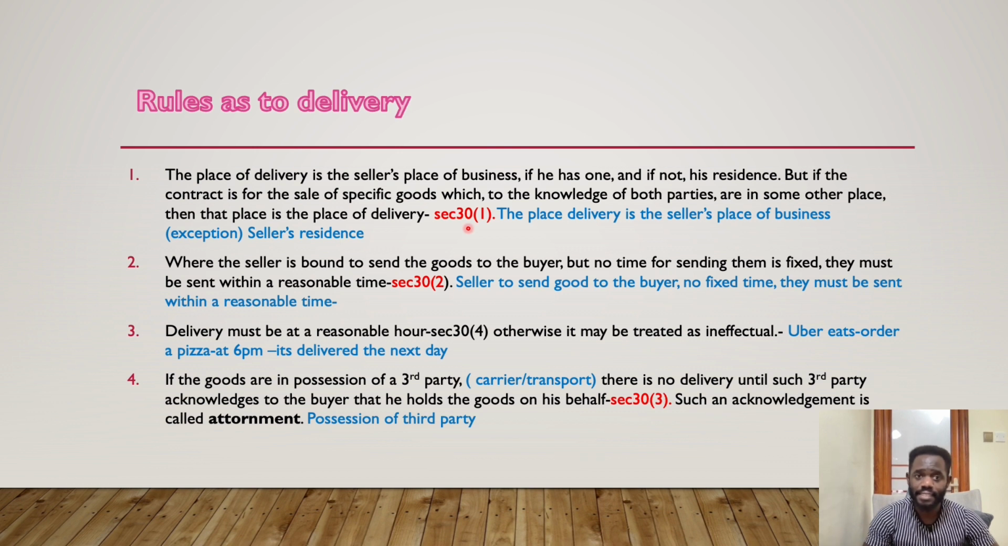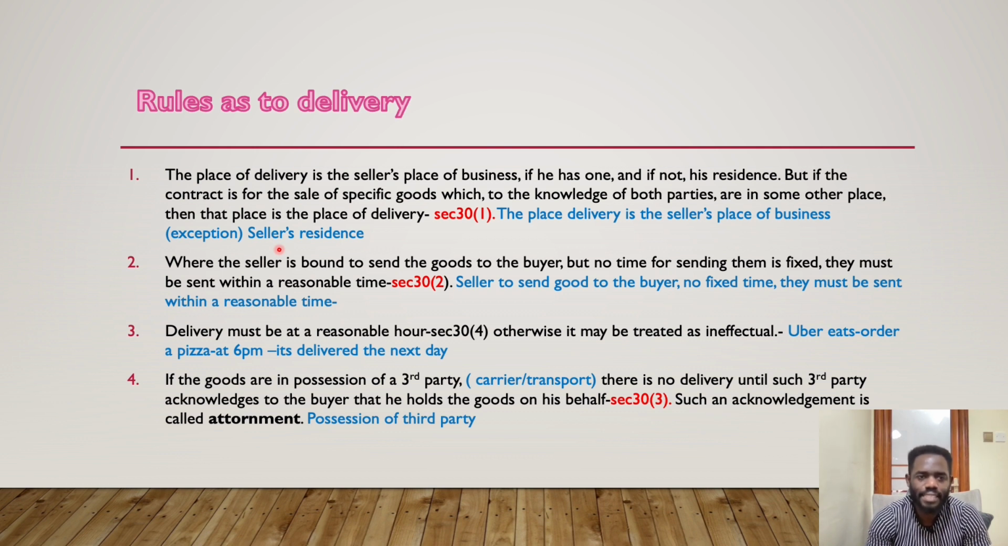Which provides, in simple terms, that the place of delivery is the seller's place of business. Where the seller operates from, that becomes the place of delivery, where the buyer is supposed to pick the goods. And there's an exception within this section which provides that the seller's residence can also be considered the place of delivery, because we need to be aware of the fact that not all sellers have business premises.